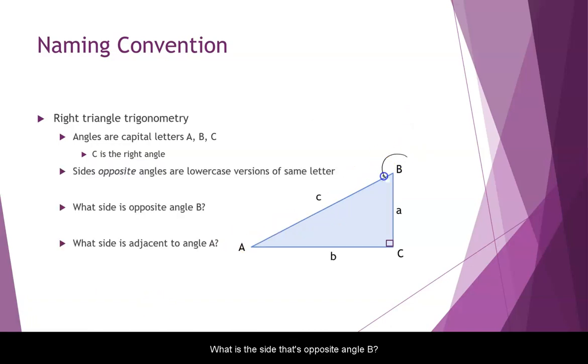What is the side that's opposite angle B? Side length b. What is the side that's adjacent to angle A? Well, it appears at first that two sides are adjacent to angle A, but whenever it's asking for a side that's adjacent, they're not talking about the hypotenuse. They're talking about the other leg of the triangle.